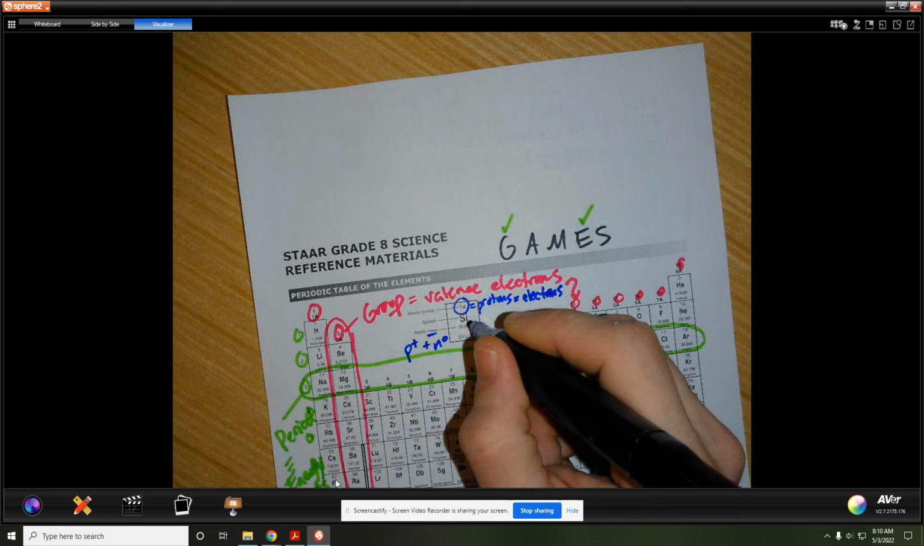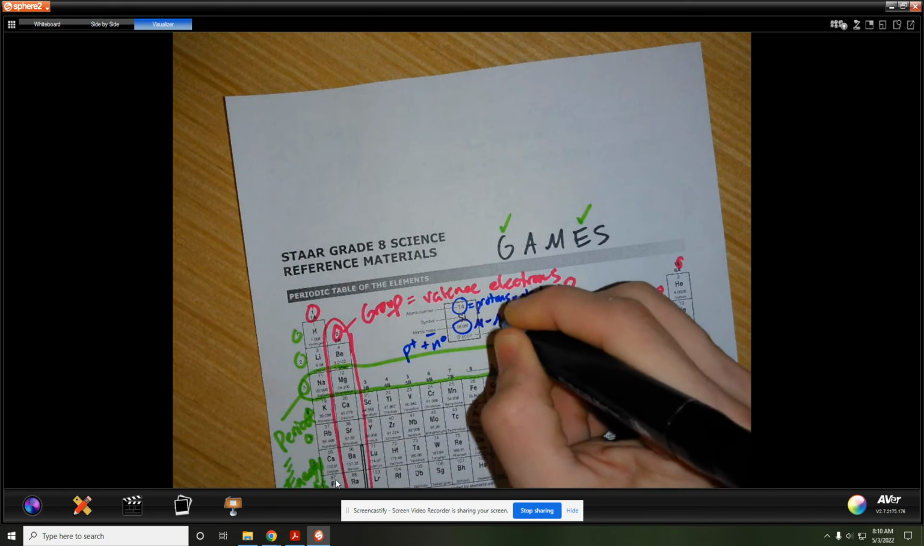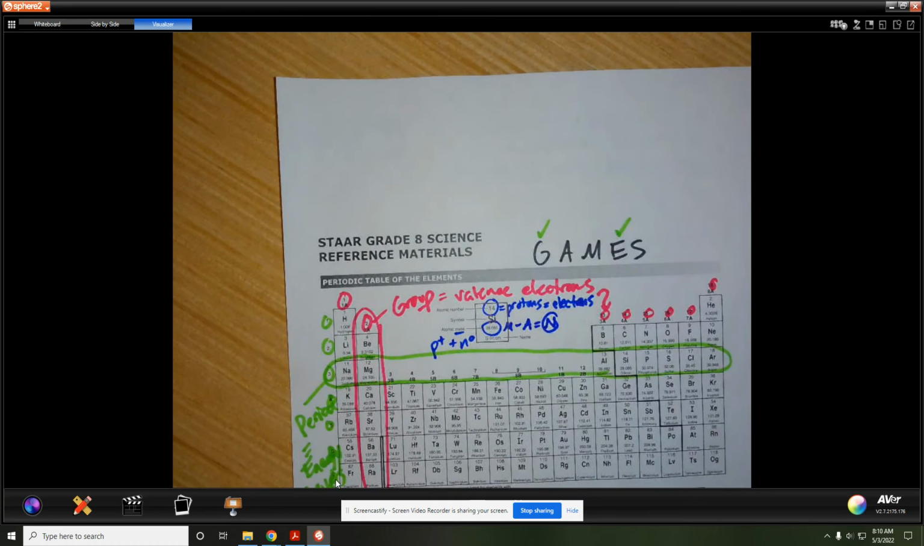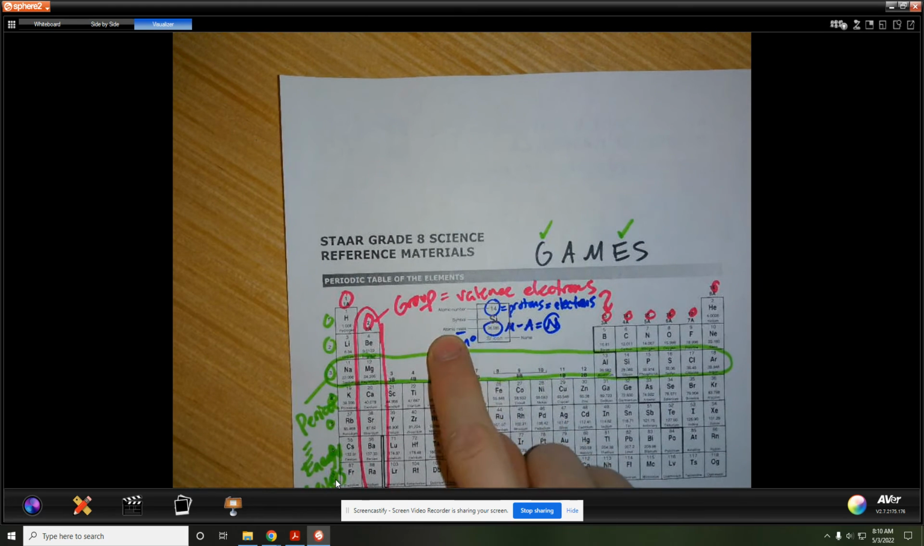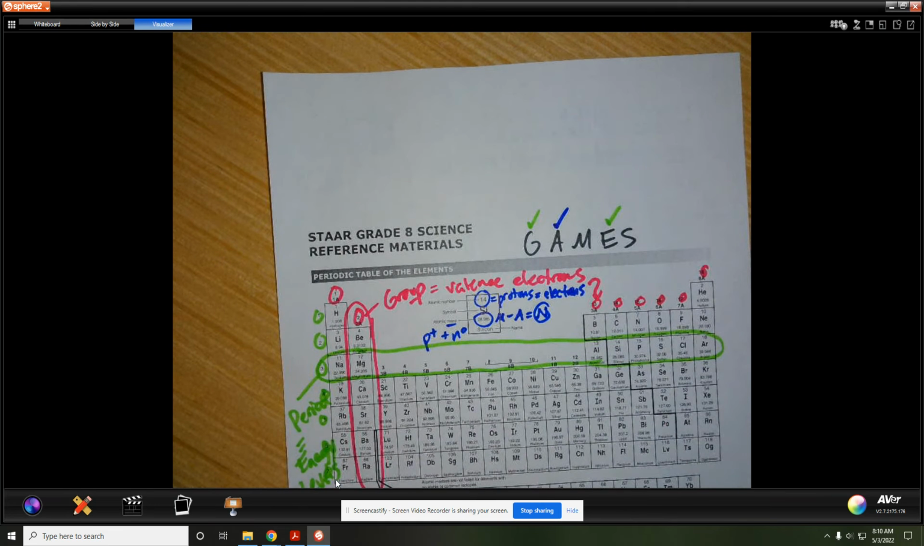And so if you want to know the number of neutrons, you take this number, and that's where we get M minus A is equal to N. So if you want to know the number of neutrons, you use the Man formula. Take the number of protons plus neutrons, subtract the protons, and you get neutrons by themselves. So there's A. The next thing is going to be M, which is metals, nonmetals, and metalloids.